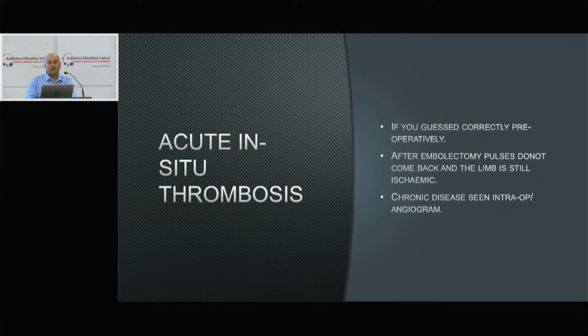Let's jump over that slide. Acute in situ thrombosis is something where now you know that your embolectomy may not work. So if you've guessed correctly pre-operatively, then you need to think about in situ thrombosis. The second thing is, if you've done an embolectomy and your limb is still ischemic, you think that something else is happening, there is chronic disease which is seen on the angio, then you're thinking of acute in situ thrombosis, where we have strategies now with the endovascular stuff that we do. But I am restricting myself to open surgery. Rohit will talk about the endovascular stuff.